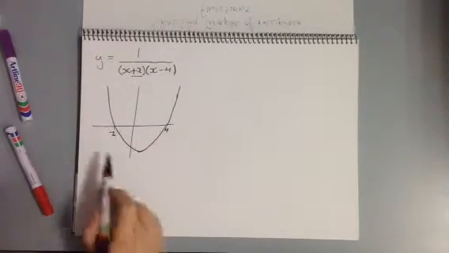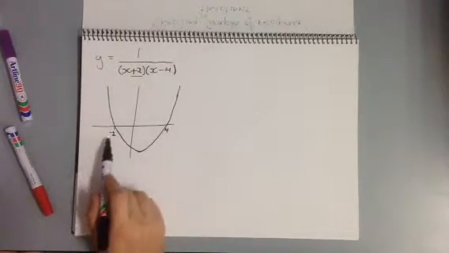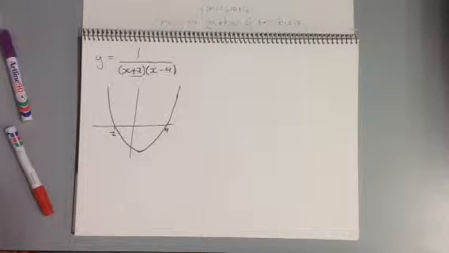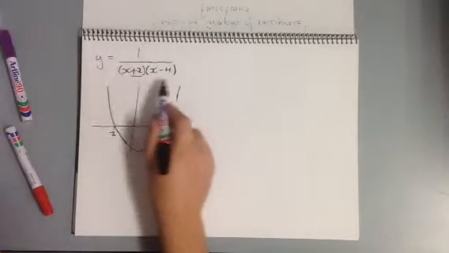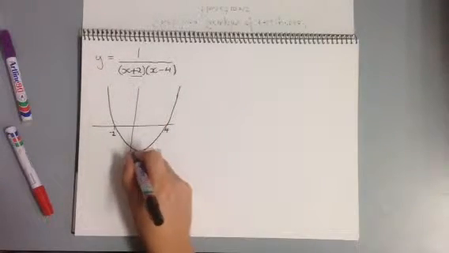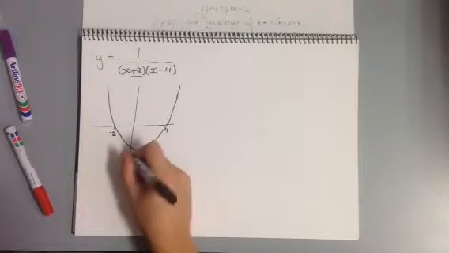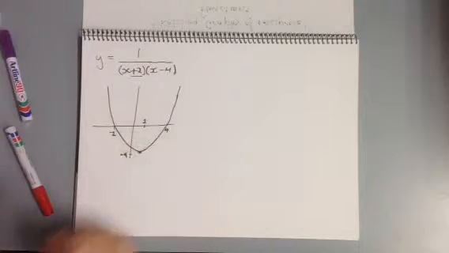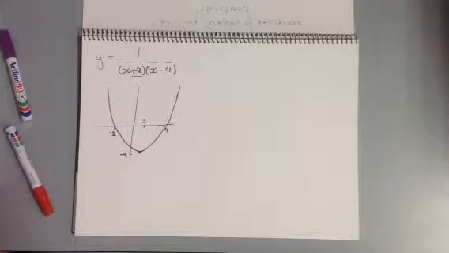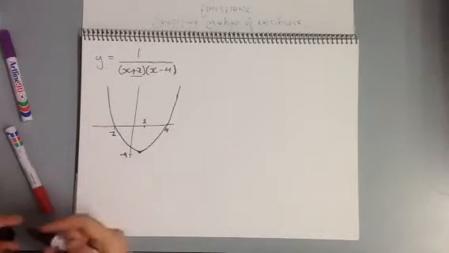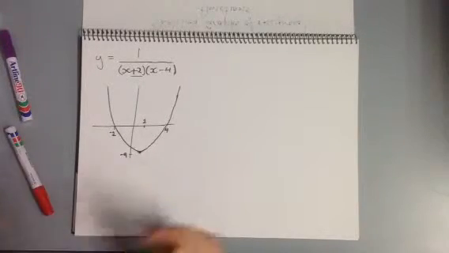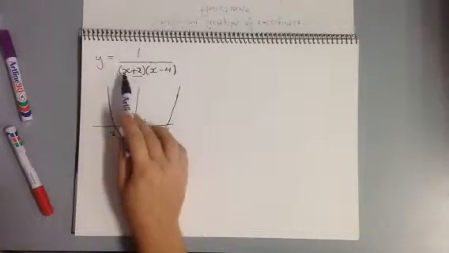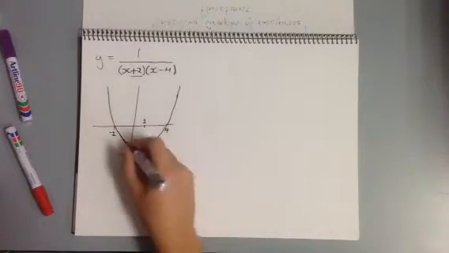We know our turning point is going to be halfway between here, so it's going to be at x equals 1. If we put 1 into our equation, you'll find that we get -9, so -9 and 1 for our turning point. That doesn't matter too much at this stage. What we really need to worry about is our x-intercepts. And of course, our y-intercept is when x equals 0, so 2 times -4 is -8.